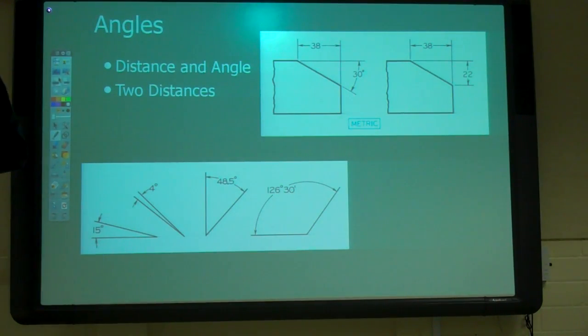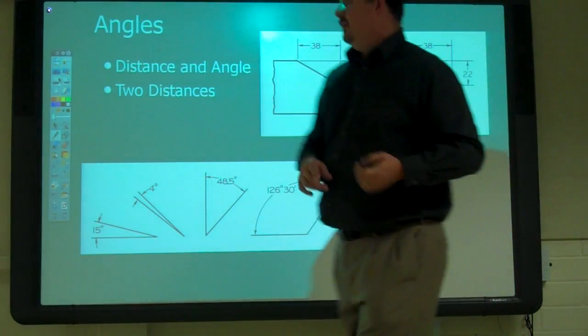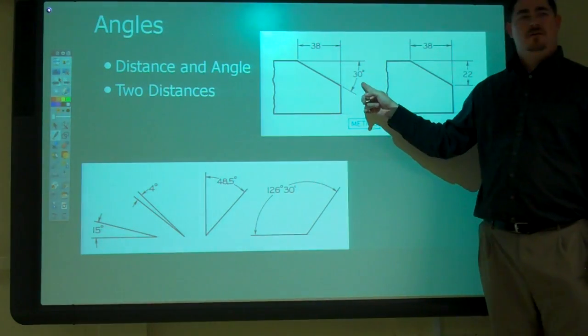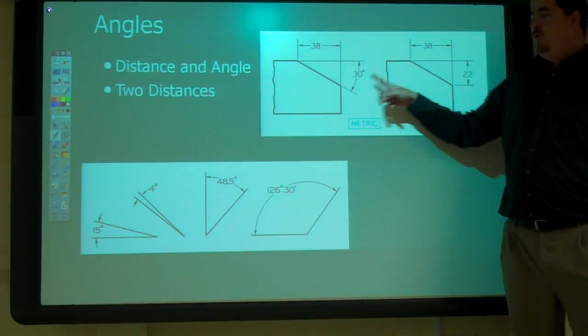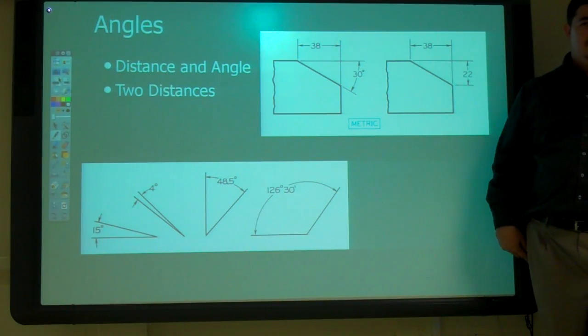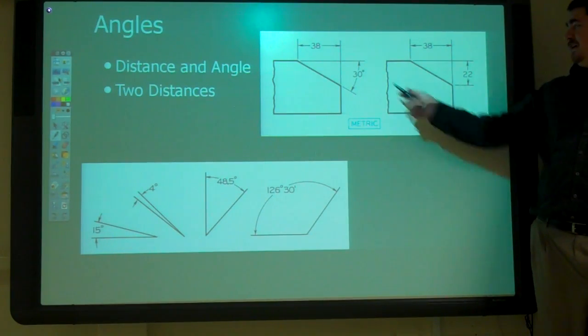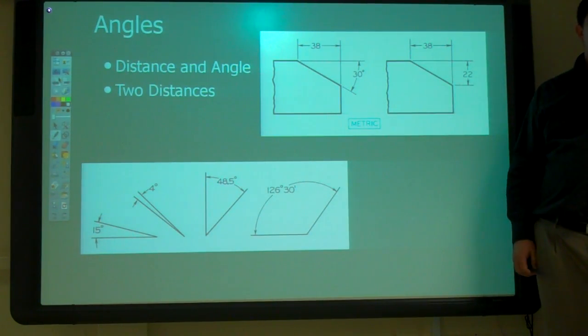Alright. So when we have angles, we have two options for how we dimension it. We can either dimension it with a distance and an angle, or two distances. Which one is better? Which is better, that way or that way?